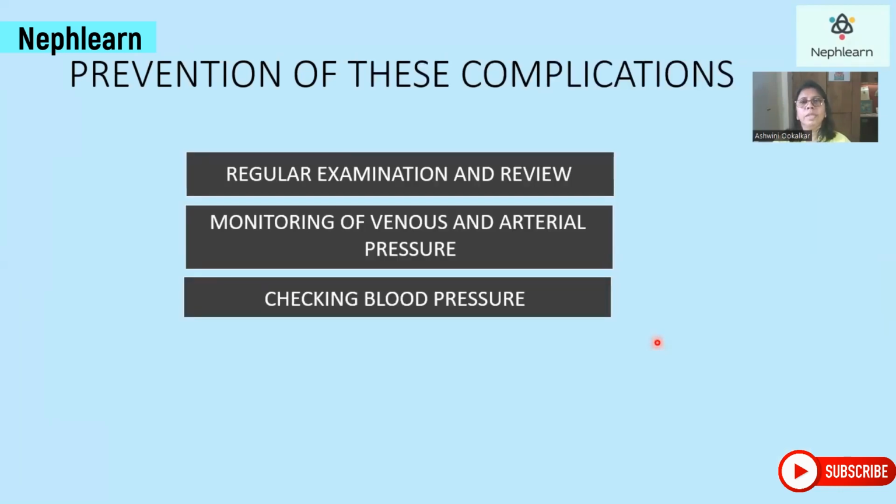And finally, all these complications can be prevented if we do a regular examination and review, whether it is a fistula or the catheter. We also have to continue to monitor the venous and arterial pressure. So I request all technicians to not forget this step when you are connecting the patient to dialysis. Please do monitor the venous pressure, arterial pressure, and please do note down your recording findings. If we do not have findings recorded, we cannot make an assessment of whether there is a gradual increase in the venous pressure indicating early stenosis. And similarly, one must keep checking the blood pressure.